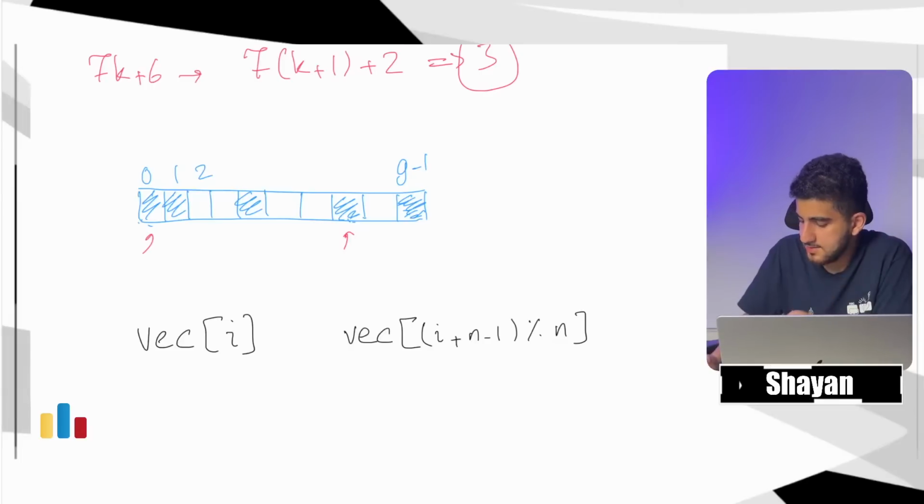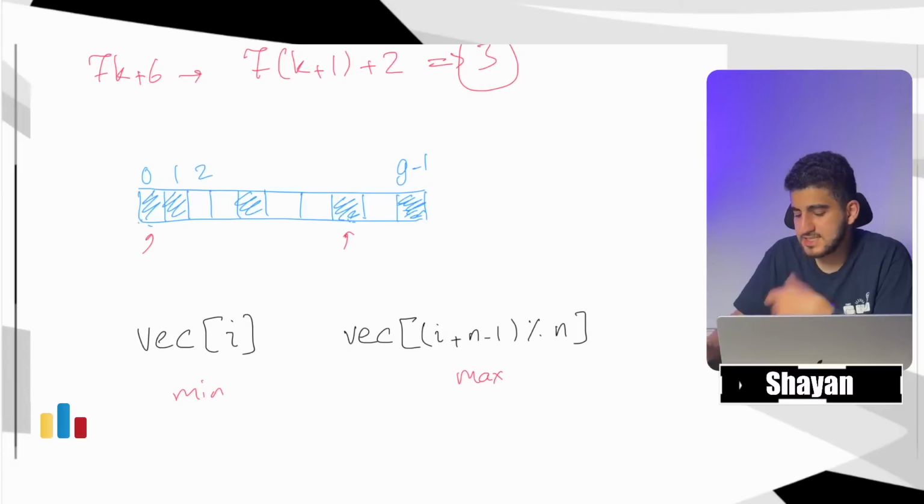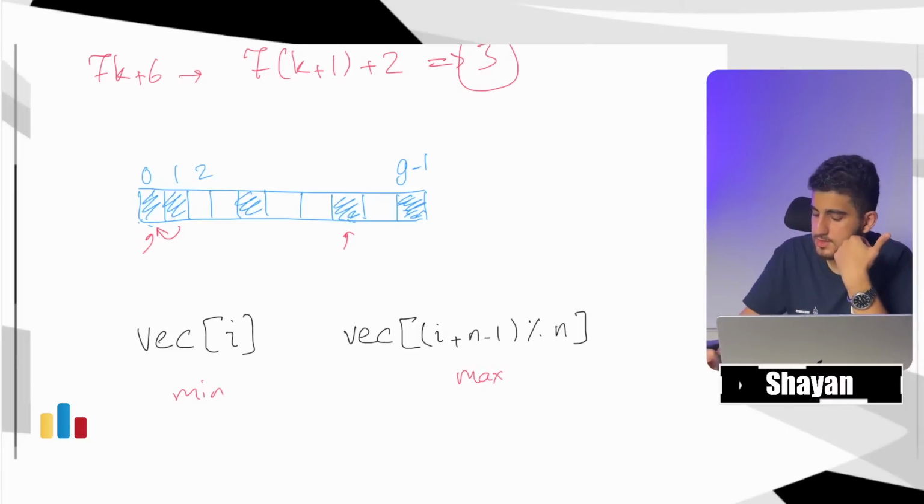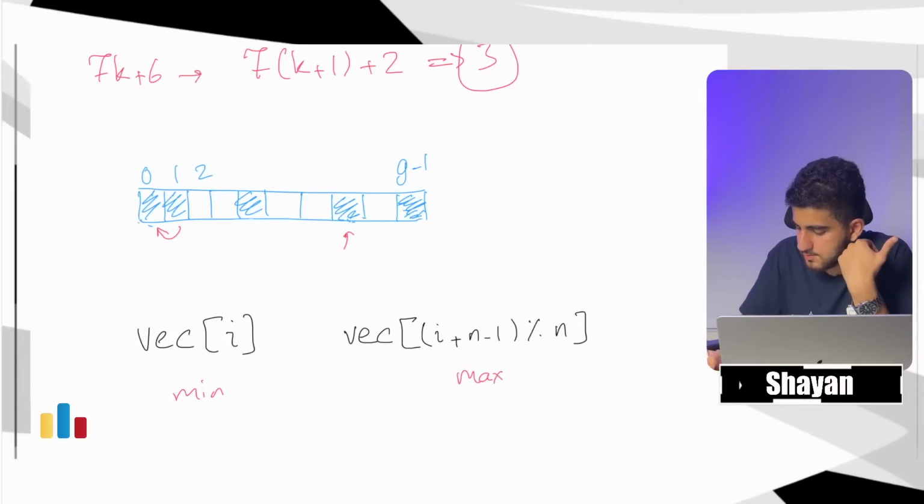When this is your minimum, your maximum is going to be this one. This is the next one in the counterclockwise order. For example, if 1 is the minimum, this 0 is going to be the maximum. When this one is the minimum, your maximum is going to be this one. When this one is your minimum, the maximum is going to be this one. And so on. And when the minimum is this one, the maximum is this one.